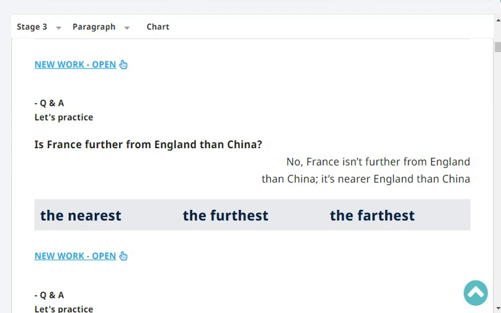Okay, one more. Is France further from England than China? No, France isn't further from England than China. It's nearer England than China. Very good.